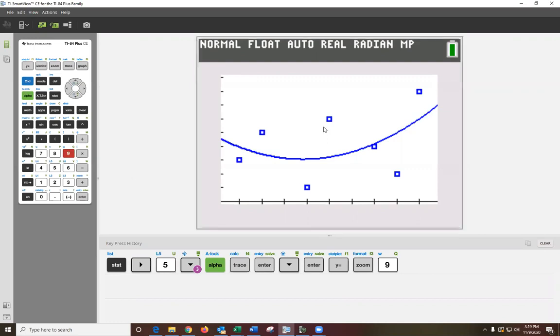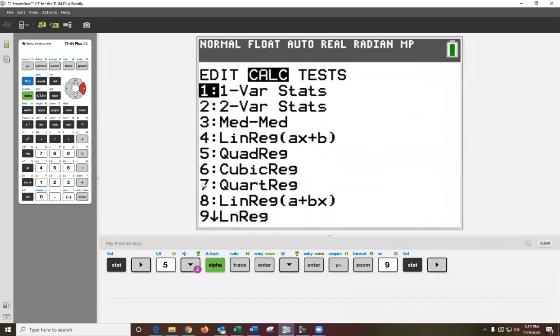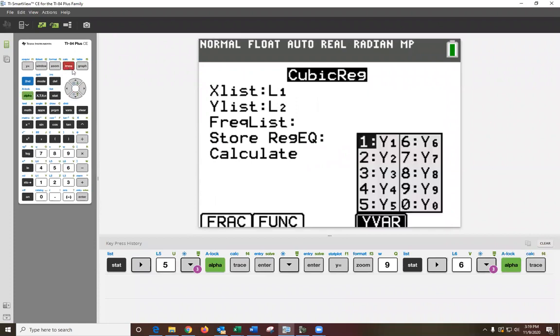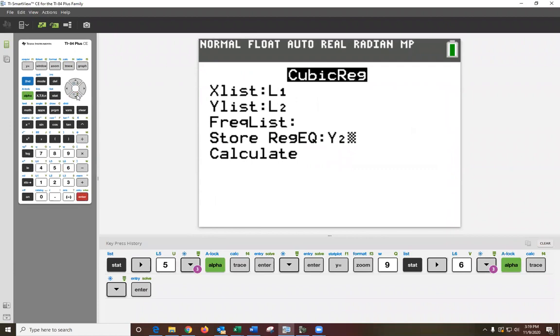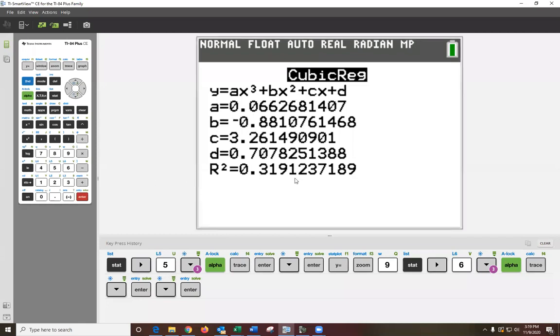What if we were to try this same one with a cubic? We'll just keep that same data and go stat, right. And then let's pick option 6 for cubic regression. And let's go alpha trace. And then you know what? I'm going to pick option Y2. Then I can see both of them. Okay. So I hit enter. And the R squared value is still quite low. Definitely better than the other, but very low.